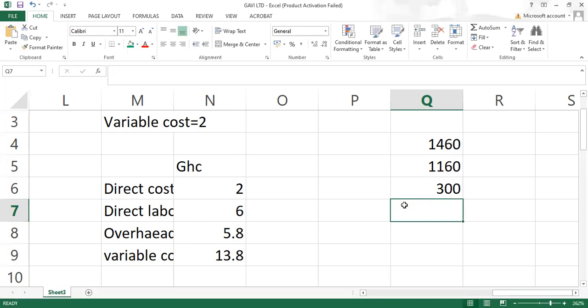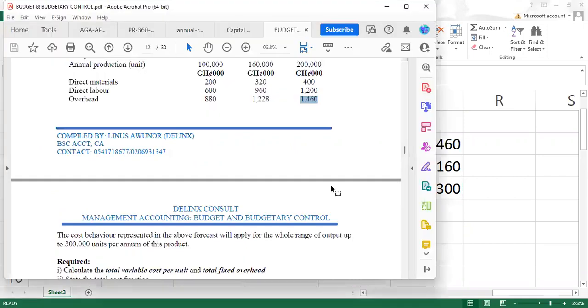So it means that there is a fees cost of 300,000. If you want to calculate the fees cost, you can pick any output level. Someone can pick the first one, someone can pick the third one, someone can pick the second one. You get the same answer. So our total fees cost is 300. Yes, it's 300. Are you okay?